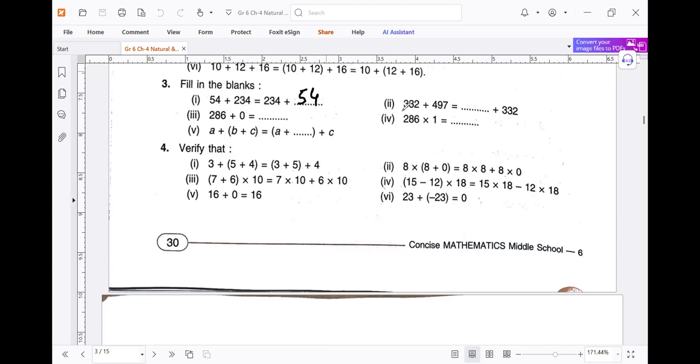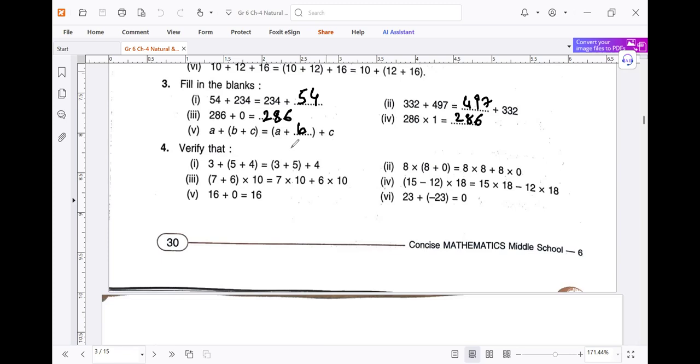Now this is 497, right? What type of property is it? Distributive? Associative? Commutative. It is what? 286. What is this? Additive identity, right? This is multiplicative identity. And this is associative property.